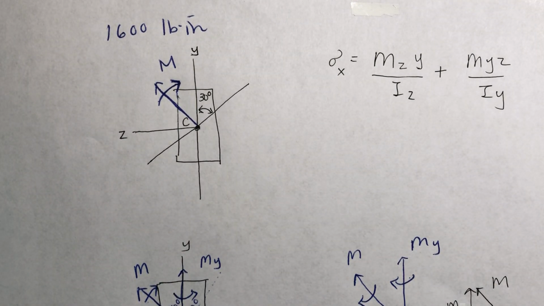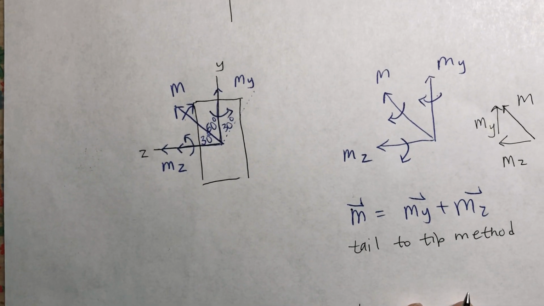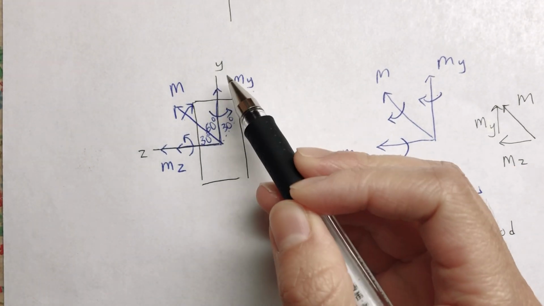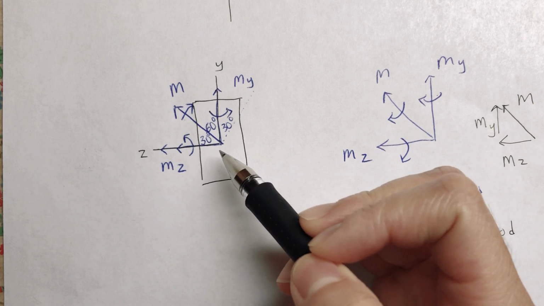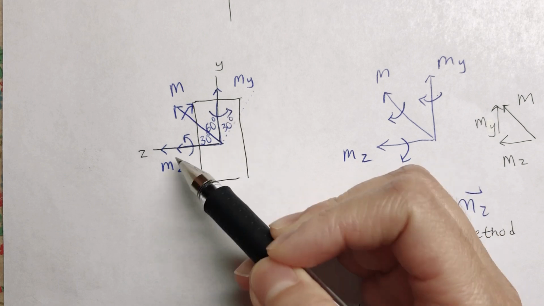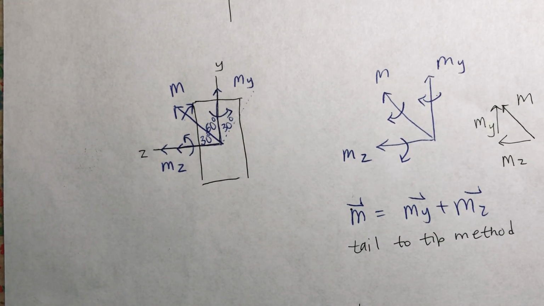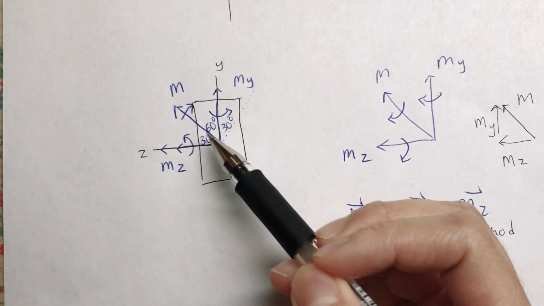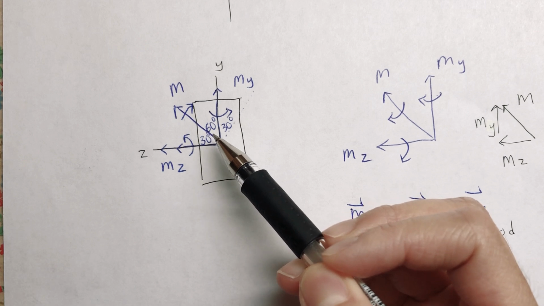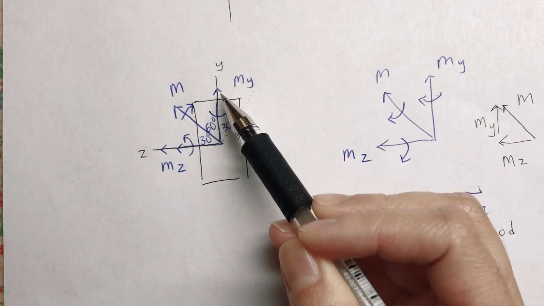So how do we find the stress caused by this moment? We need to break it up into two components on the y-axis and the z-axis. So this is my, you're going around the y-axis here. Mz, you're going around the z-axis. So break it up into two components. The stress caused by moment M equals the stress caused by moment Mz plus the stress caused by My.